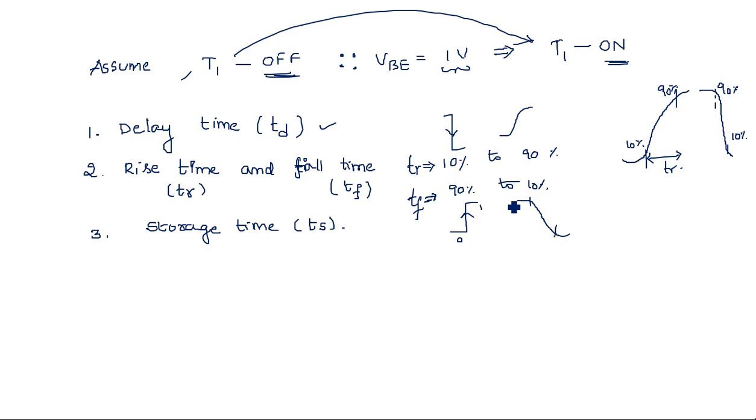So rise time is the time taken by the transistor to change its state from 10% to 90%, and we can say the fall time is nothing but changing the output signal from 90% to 10%.